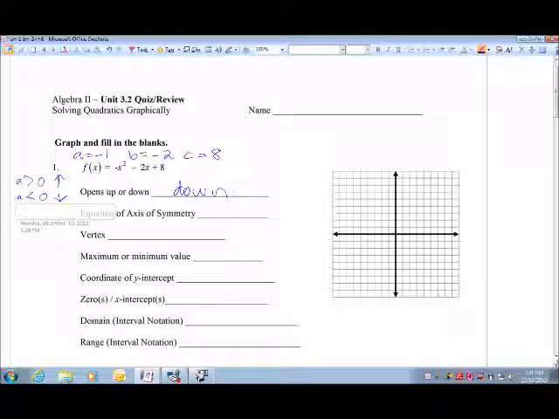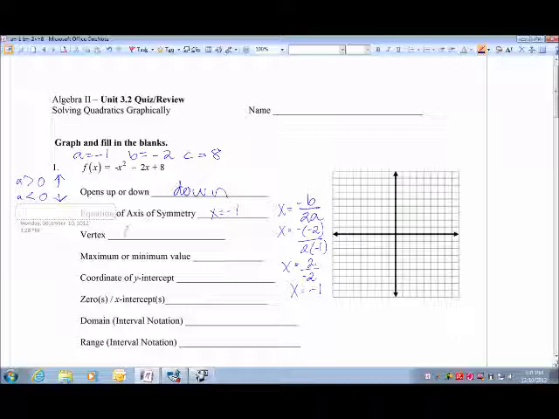Okay, the equation of axis of symmetry is x equals -b over 2a. So we're going to plug in -2 for b, so it's -2 over 2 times a, which is -1. This becomes a +2 over -2, so x equals -1 is my equation of axis of symmetry.